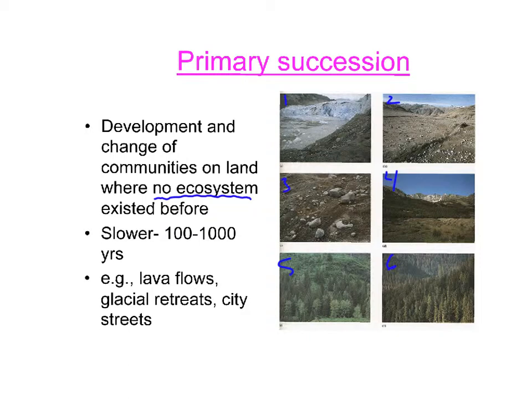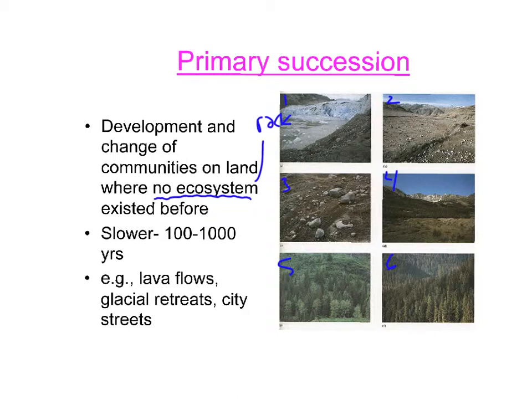And this is a pretty slow process. This could take hundreds of thousands of years depending on the climate, the community type, whether any more disturbances are happening. But basically you're starting from no community. Usually what we're talking about here when there's no ecosystem present, think rock. You're starting with rocks and you're turning rocks, a field of rocks, into a forest.